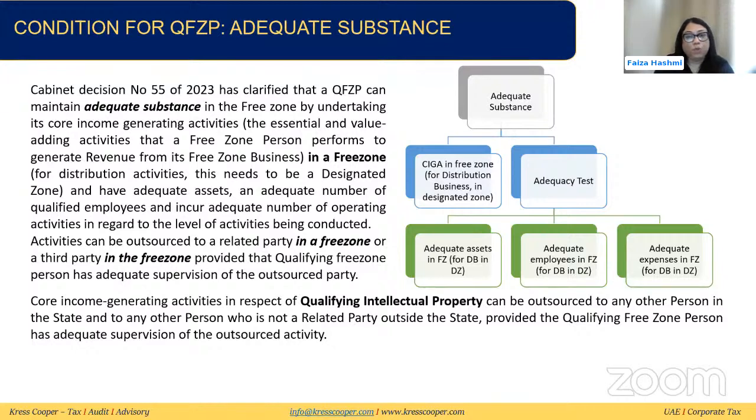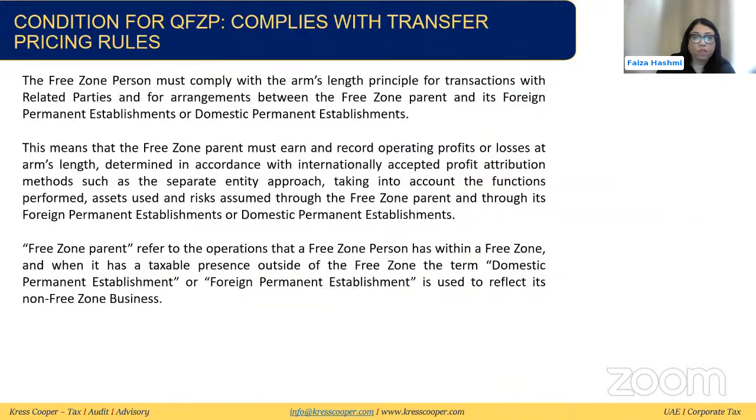For that, you need to be in the free zone or in a designated zone, as the case may be. Then we have the condition that you need to comply with the transfer pricing rules. So first of all, you need to comply with the arm's length principle.